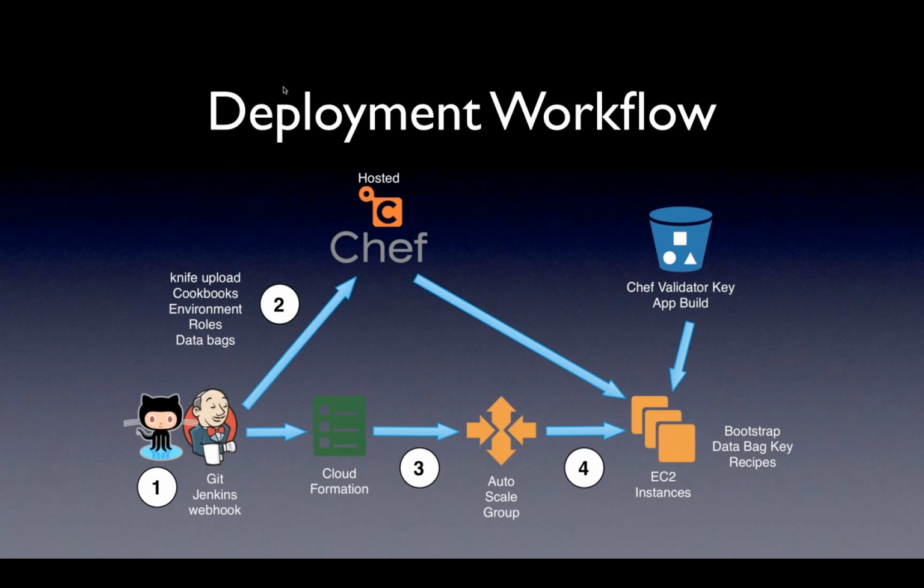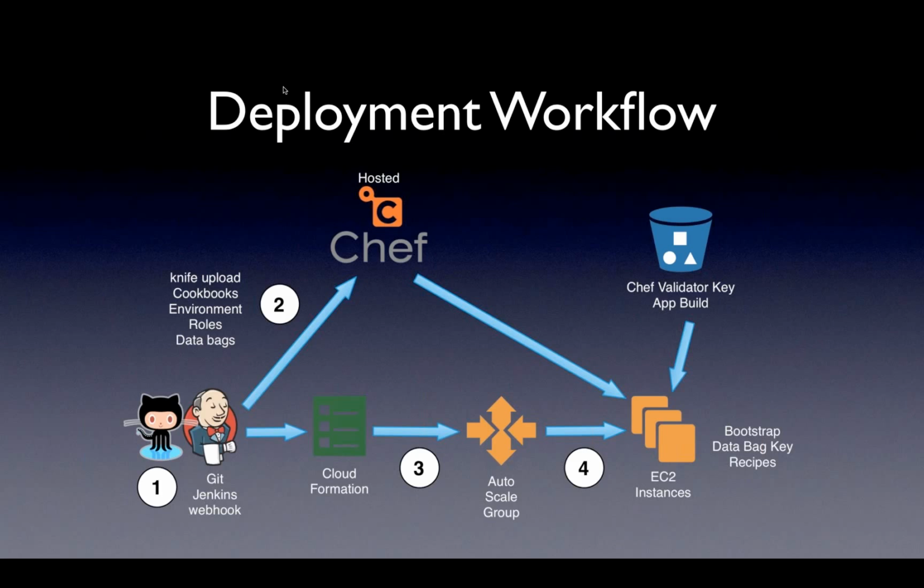So Git triggers a build via webhook to Jenkins, and as part of that Jenkins job, we do a couple of things. One is we'll do a knife upload of our cookbooks if there's been changes, of our environments, of our roles, our data bags. We're big proponents of encrypted data bags, so we do use encrypted data bags for passing in different credentials that we might need in our EC2 instances. So things like databases.